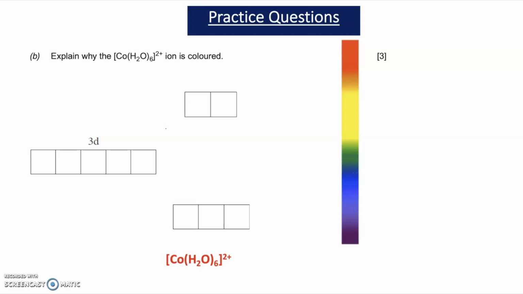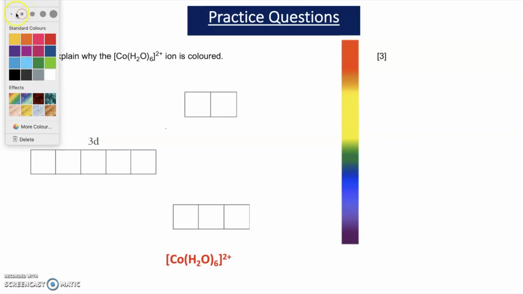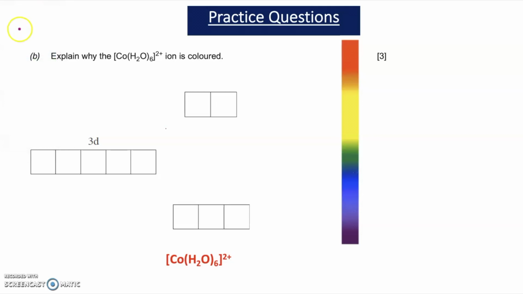So for part B, you're asked to explain why the Co(H2O)6 2+ ion is coloured. Now you should know that this complex has a pink colour. So the first thing we need to do is work out the electron arrangement for the cobalt atom. Now the cobalt atom has an electron arrangement that ends in 4s2 3d7, and the cobalt 2+ ion has an electron arrangement that ends in 3d7.